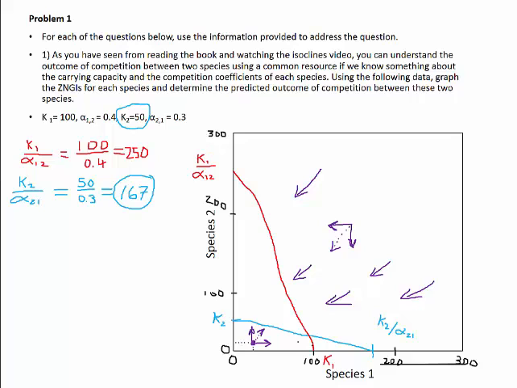Okay, so now we've got all that to say that in this zone here, beneath the Zenjis for both species, the growth is up and to the right. Any combination of species in this zone down here is going to be positive for both species.